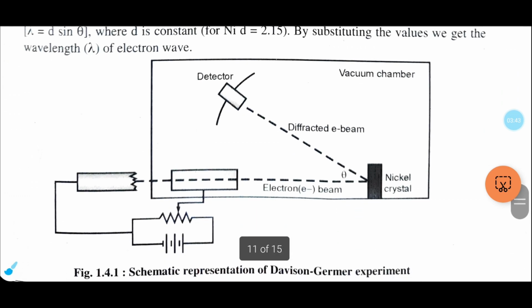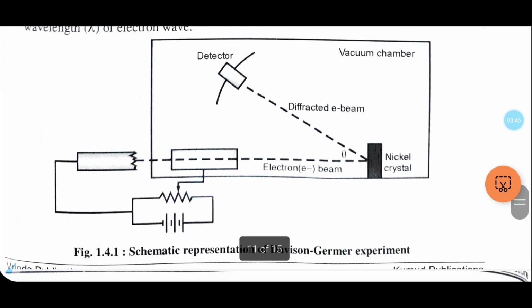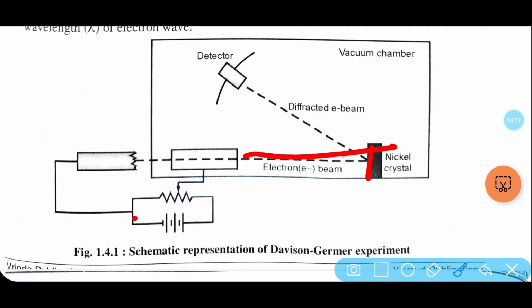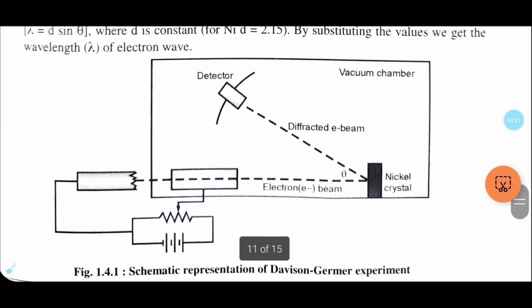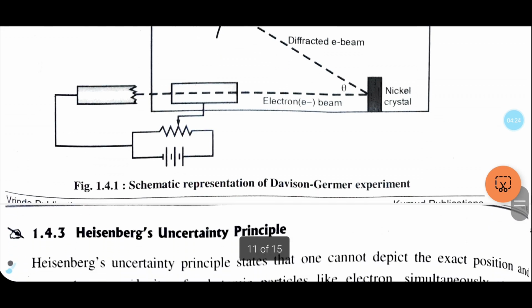That is carried out by using this schematic representation of the Davisson-Germer experiment. Here is a schematic diagram for this experiment. This is the source, battery current is provided, and the electron beam is bombarded on the surface of the nickel crystal, and we get a diffraction pattern, that is, the electrons are scattered with a specific wavelength, and that wavelength is given by the equation we have seen above, lambda is equal to the square root of h square upon 2mVe. So this is the schematic diagram.